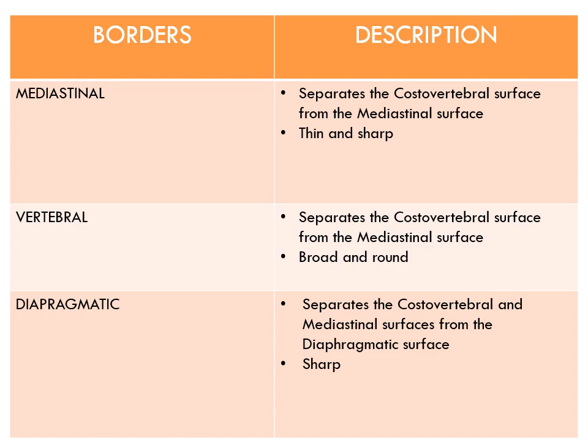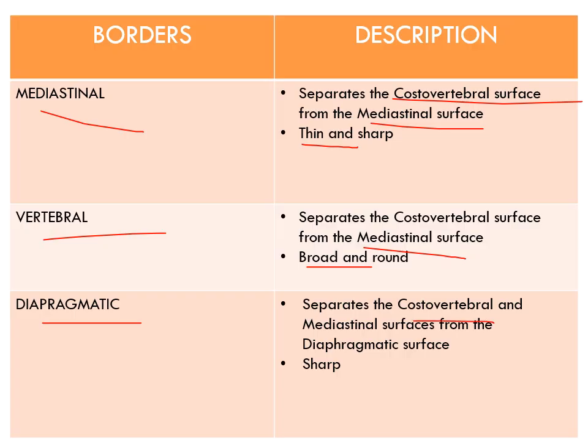So quickly outlining a different important aspect of the borders. Like I said, the mediastinal border separates the costovertebral surface from the mediastinal surface posteriorly. It's a thin and sharp border. The vertebral border, on the other hand, also called the anterior border, separates the costovertebral surface from the mediastinal surface anteriorly. And it's a broad and round border. And finally, the diaphragmatic border or the inferior border separates the costovertebral and mediastinal surfaces from the diaphragmatic surface. Usually tends to be a sharp border.